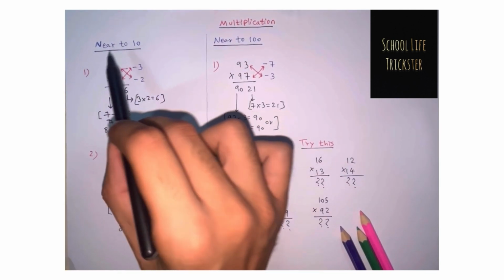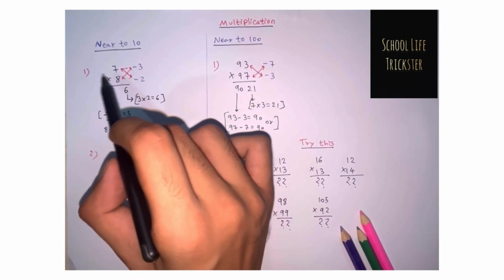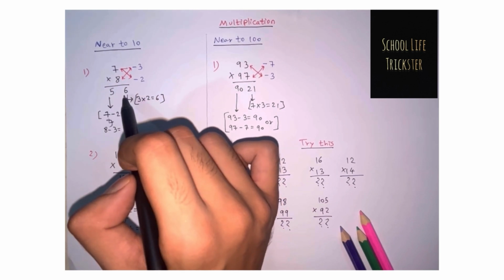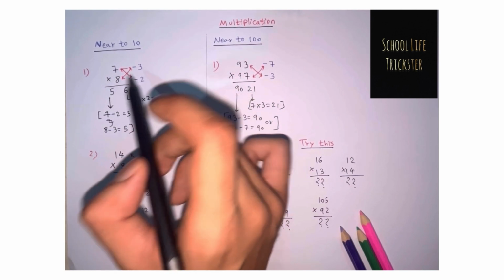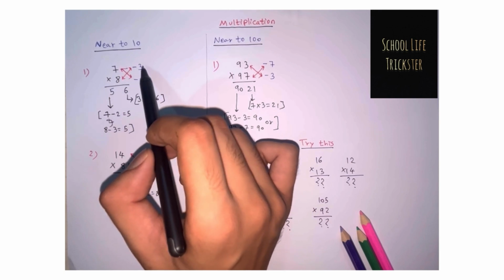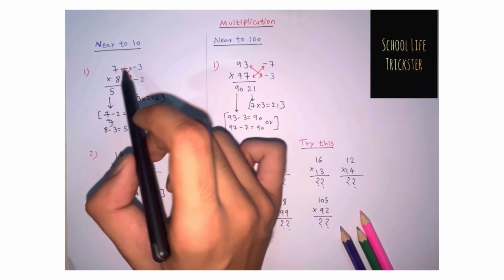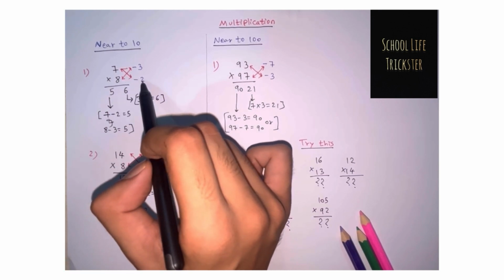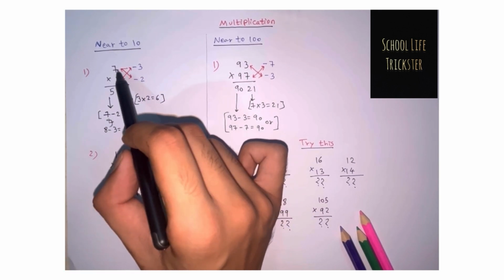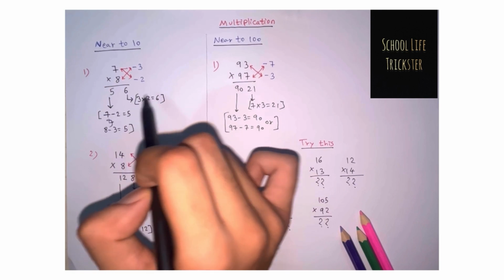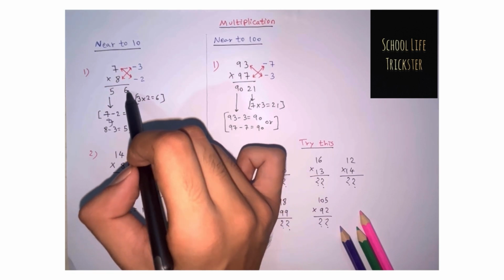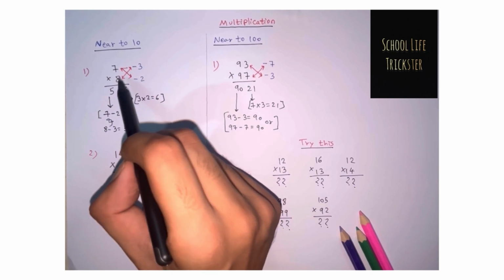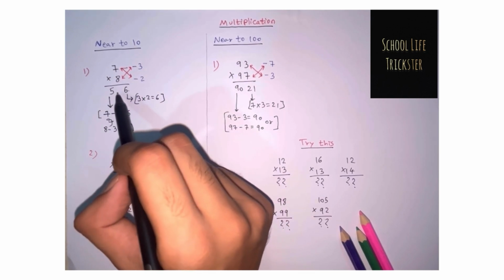Multiplication trick. When the numbers are near to 10, see by example, 7 into 8 equal to 56. Now how to calculate it by tricks? Now 7 is near to 10. How is it? 10 minus 3 is 7 and 10 minus 2 is 8. So write minus 2 in front of 8 and minus 3 in front of 7. Now multiply this 3 into 2. We get the units place, that is 6. And now 7 minus 2 is 5 and 8 minus 3 is also 5. So we write over here 5.